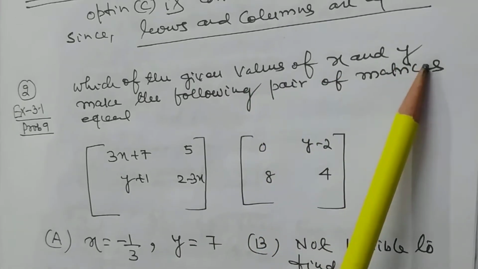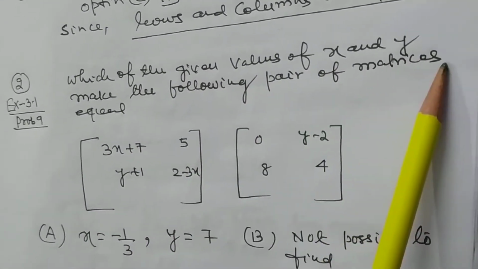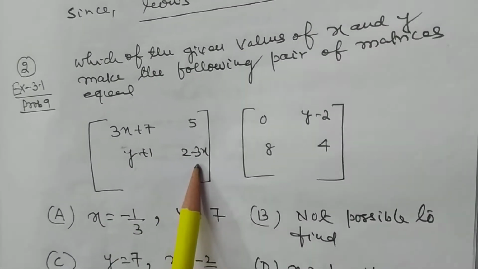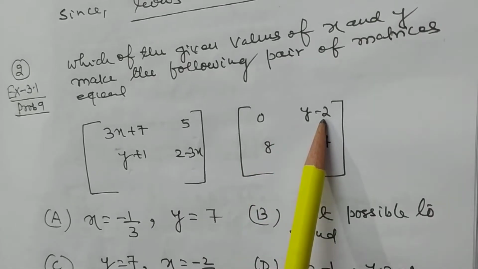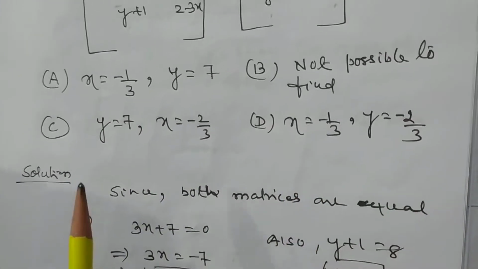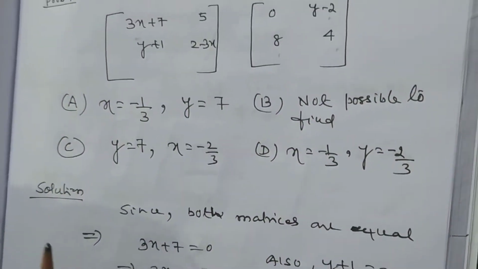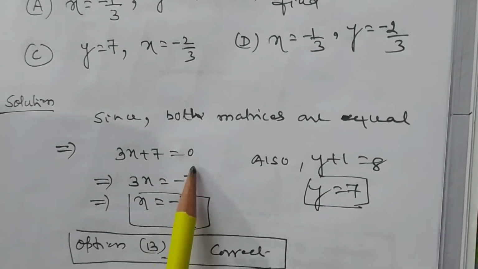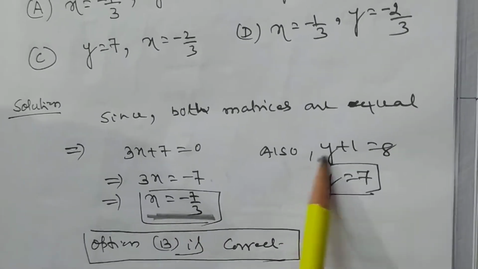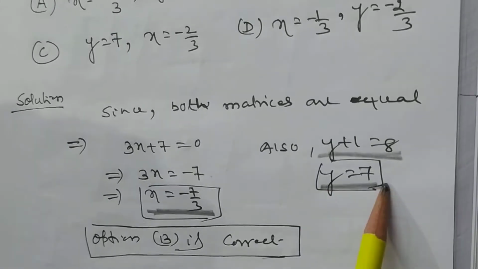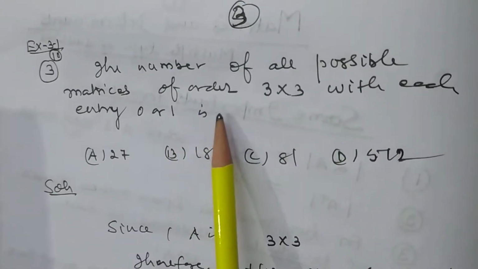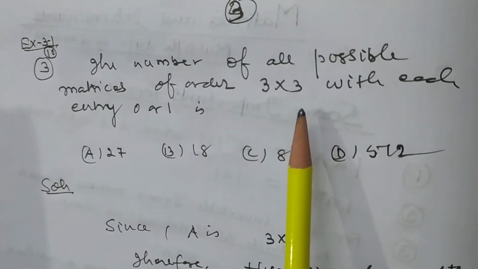Which of the given values of x and y make the following pair of matrices equal? 3x plus 7, 5, y plus 1, 2 minus 3x; and 0, y minus 2, 8, 4. So there are 4 options. My dear student, these two matrices are equal. So 3x plus 7 is equal to 0, 3x is equal to minus 7, x is equal to minus 7 by 3, y plus 1 is equal to 8, y is equal to 7. Option B is correct.